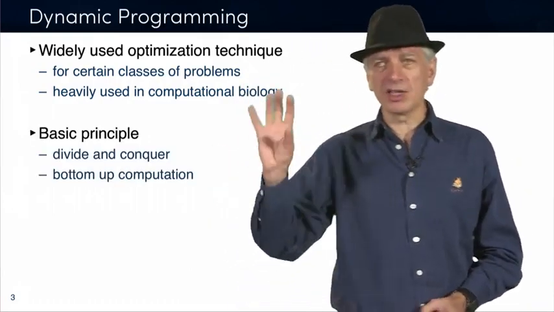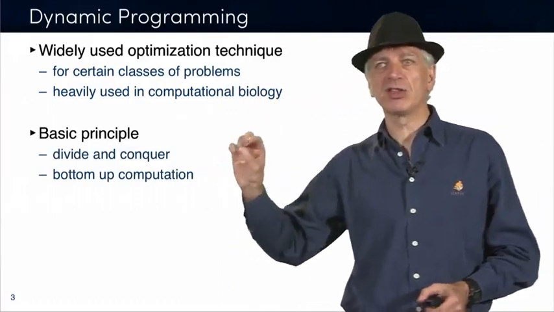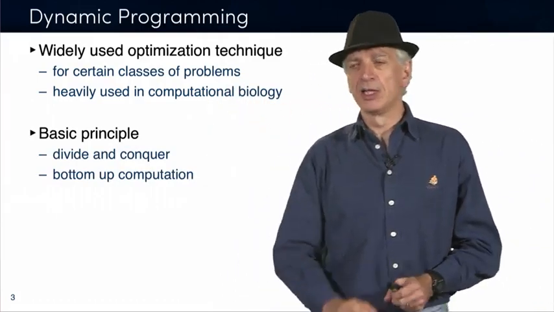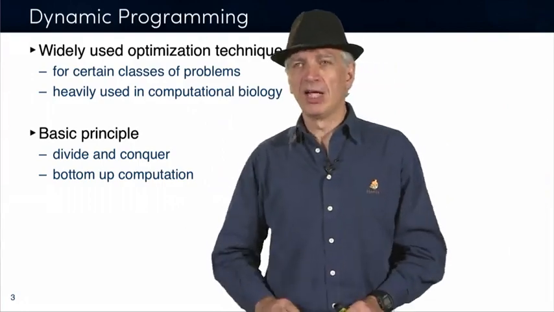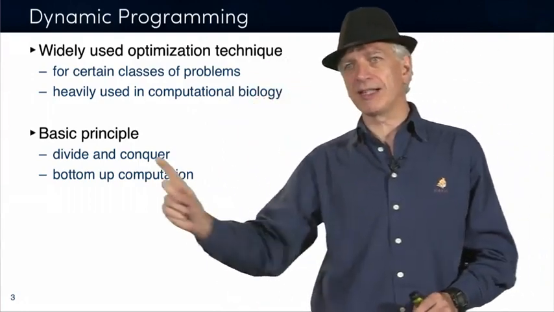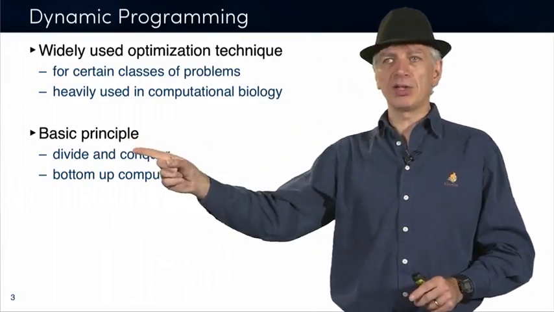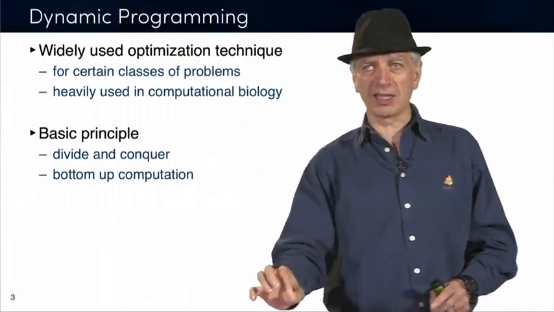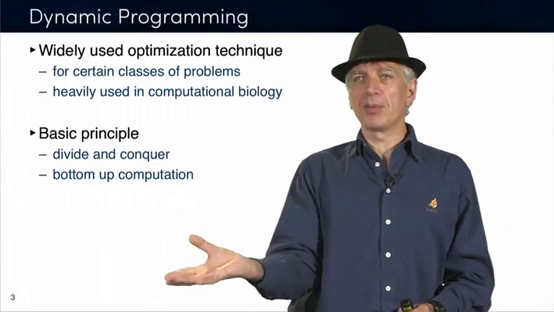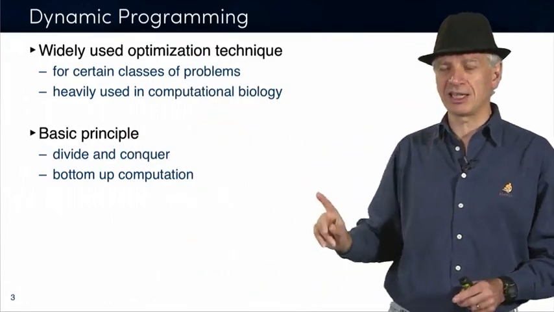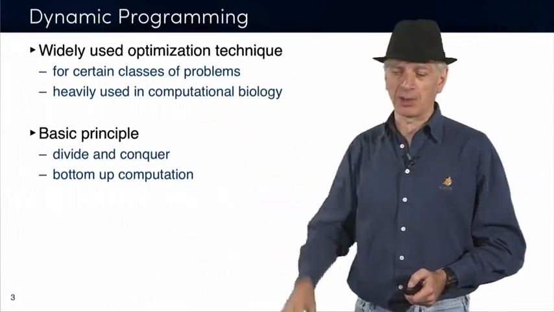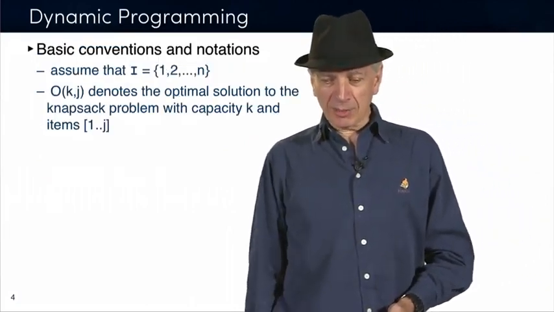The basic principle is very simple. It's a divide and conquer approach. You're going to split the problem into different parts. But the really important thing is that it's a bottom-up computation technique. You can do divide and conquer in a top-down or bottom-up fashion, and dynamic programming is about bottom-up. We'll see a top-down technique later on, also on the knapsack problem. So let's talk about dynamic programming.